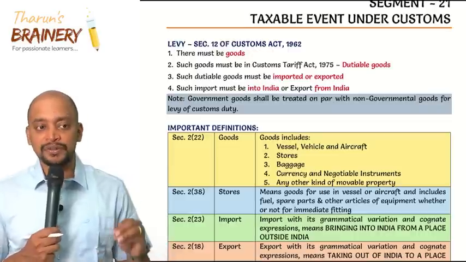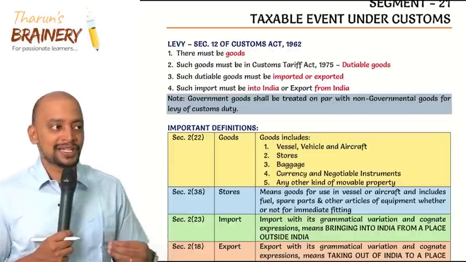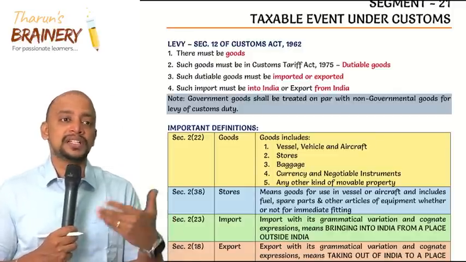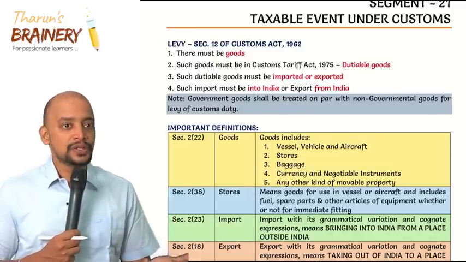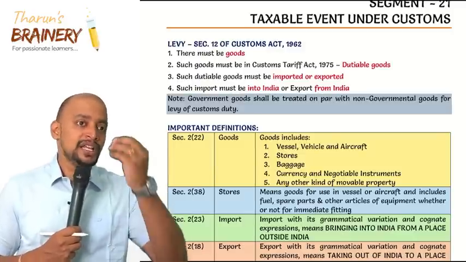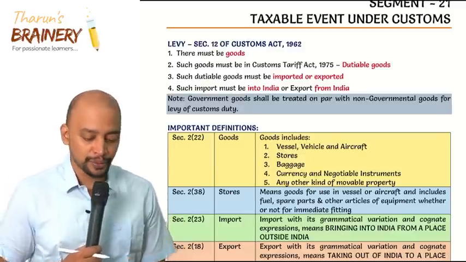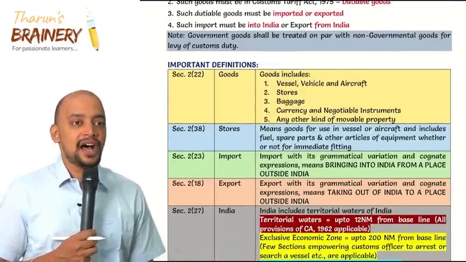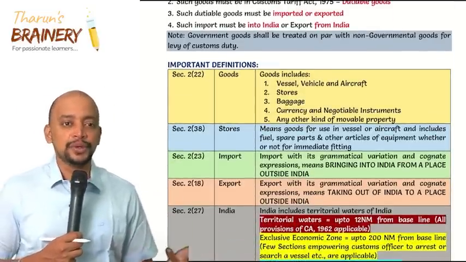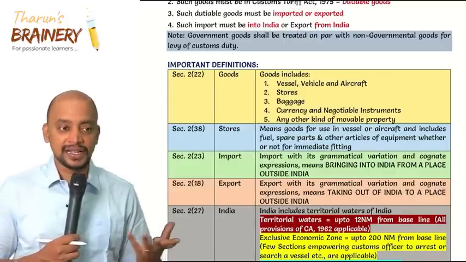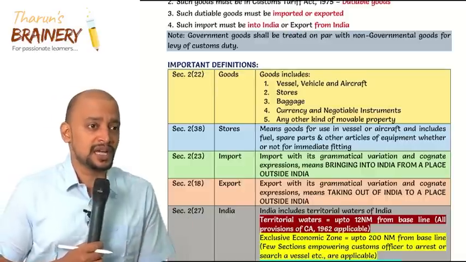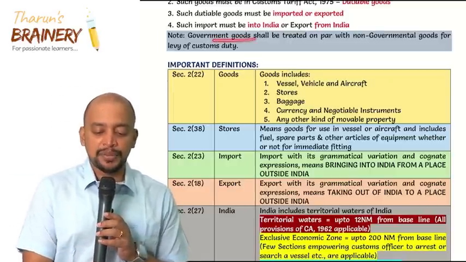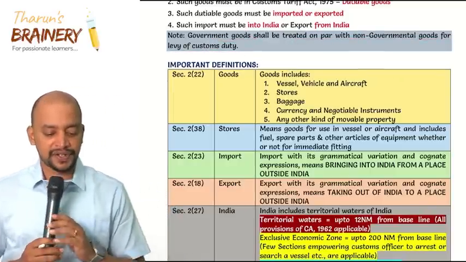Same way under customs also, government is a person. Whatever imports or exports the government is making, they are required to pay the customs duty unless it is exempted elsewhere. So there might be some exempted goods imported or exported. Unless exempted, even government is required to pay customs duty on imports. Certain goods are covered under exemption, like defense articles, arms, ammunition, military uniforms. All those things come under exemption. But otherwise, any commercial goods which are imported into India will attract the customs duty. That's what I have given. Government goods shall be treated on par with non-government goods for levy of customs duty.